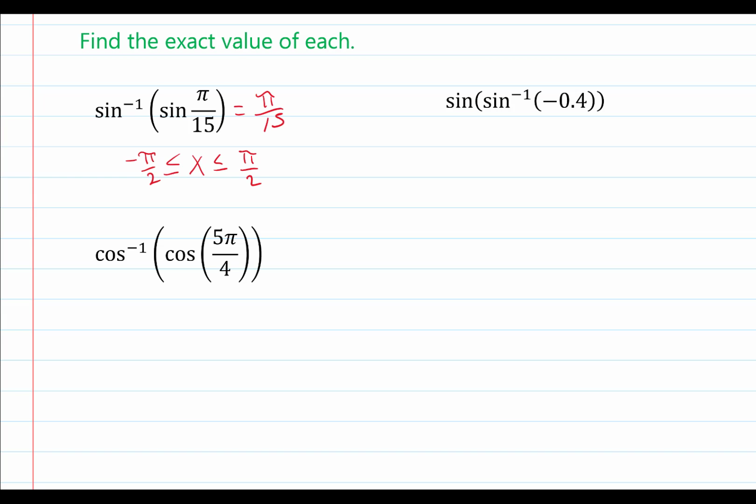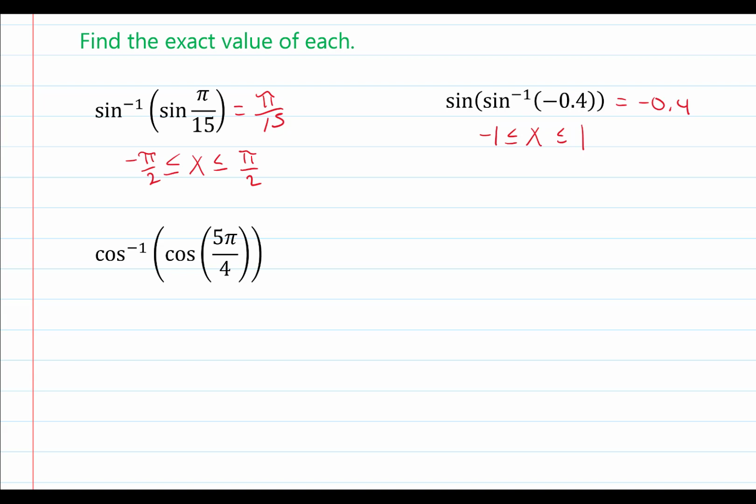Let's now look at sine of inverse sine of negative 0.4. We look at the domain of the inside function. This is going to be x is greater than or equal to negative 1, but less than or equal to 1. So if this value is between negative 1 and 1, then the result is x. Because it is within that domain, we can safely say that after simplifying, we will get negative 0.4.